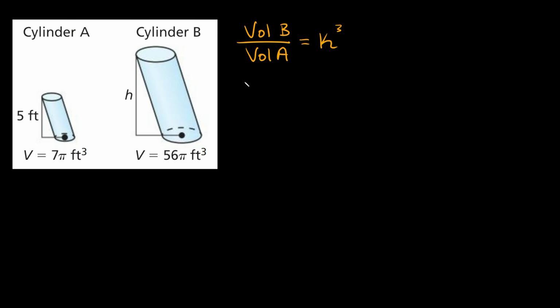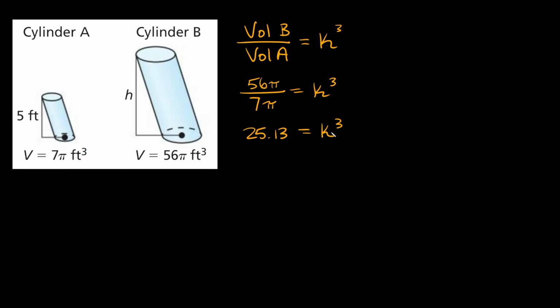Okay, so let's plug in what we know. So we know the volume for B, right? That's equal to 56 pi, and we know the volume for A right here is 7 pi, and that's equal to K cubed. Now, if you divide these two, 56 pi divided by 7 pi, you're going to get that this is equal to approximately 25.13. So that's equal to K cubed.